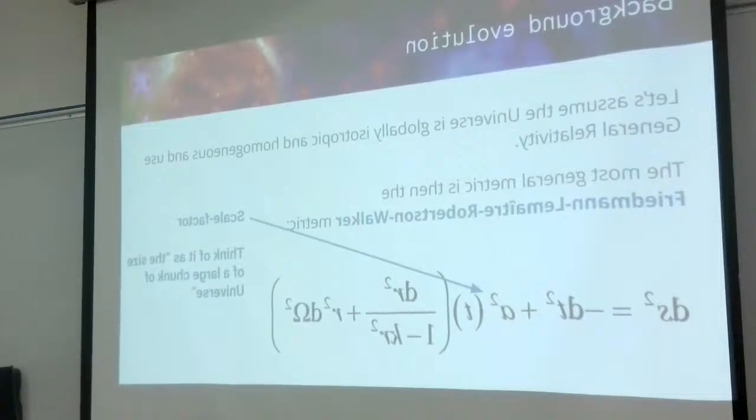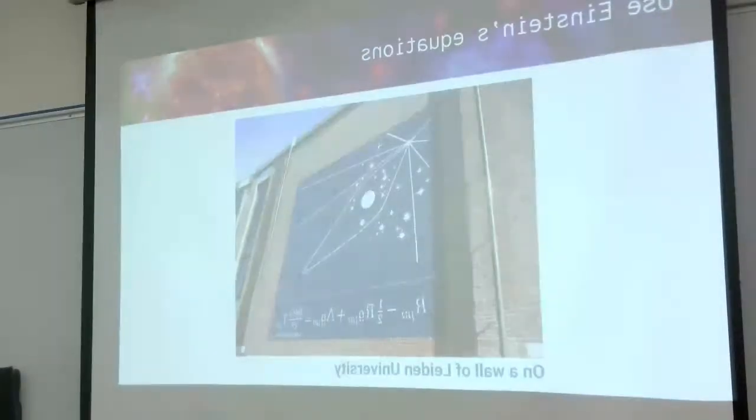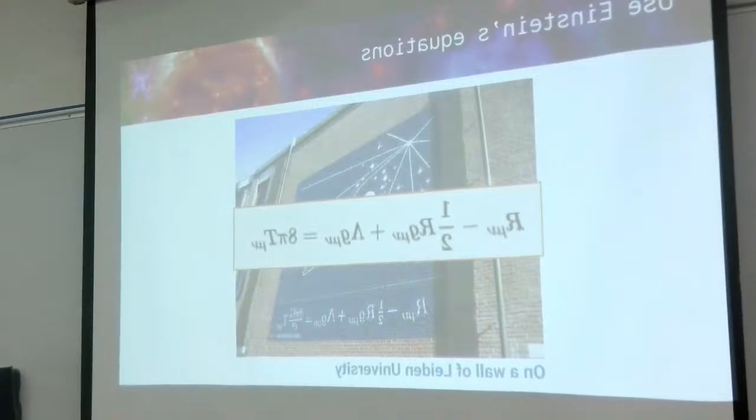So that's the only free function, and it can only be a function of time because we assume that everything is homogeneous. We have one free function that we have to solve. And then we apply Einstein's equation. Because they are probably correct, they happen to be also on the wall at Leiden University, because they like to put equations on walls. And then here, if you can't read the wall, this is what the equation would look like.